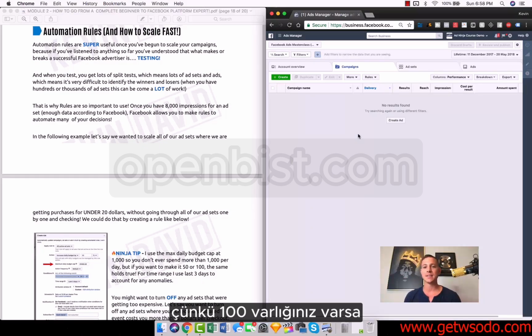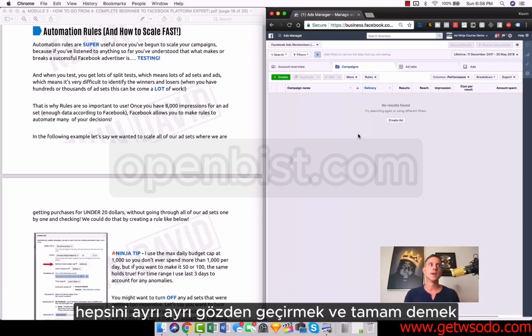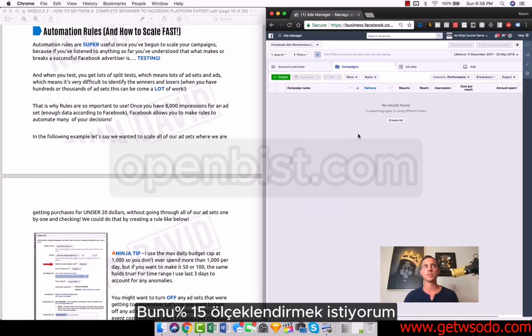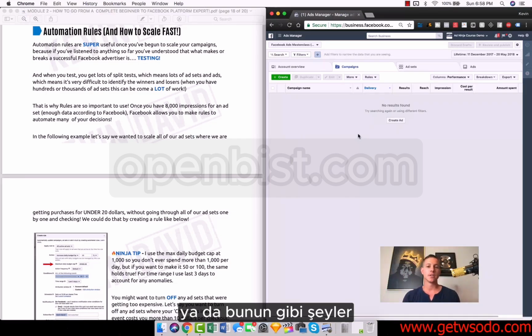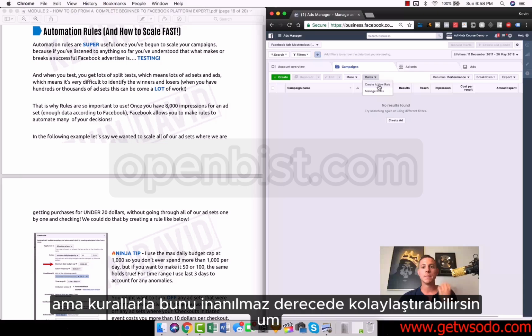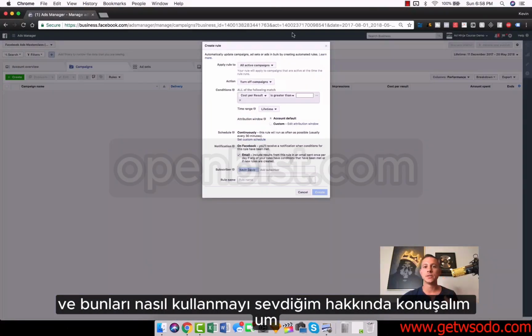Because if you have 100 ad sets, it's very difficult to go through all of them individually and say, okay, I want to scale this one 15%. I want to pause any of them that have my cost per purchase over $5 or things like that. But with rules, you can make that incredibly easy. And so let's talk about how I like to use these.